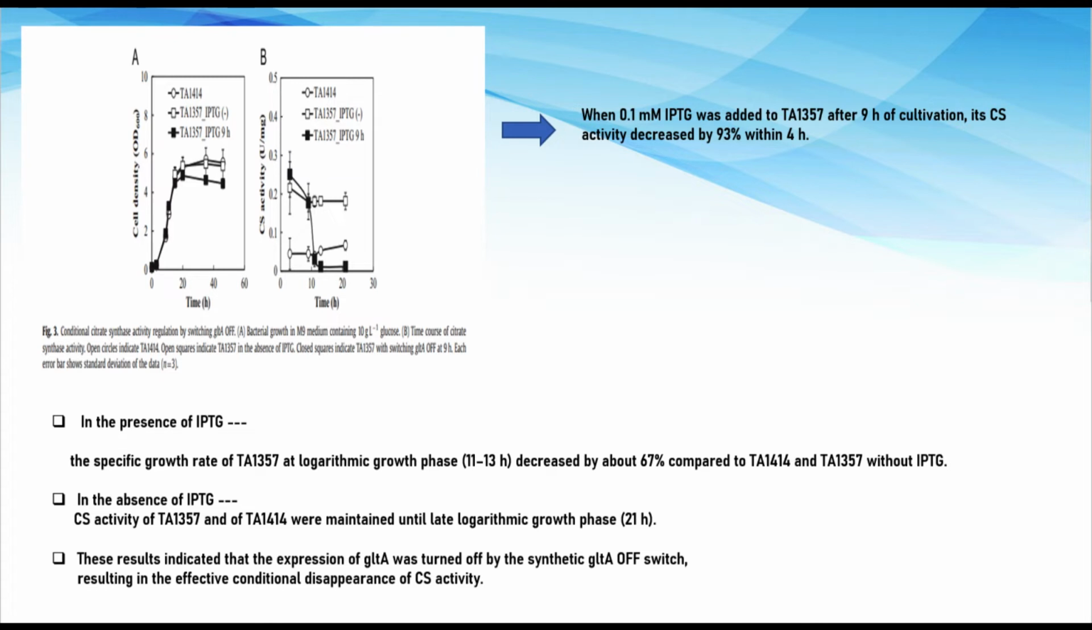Here, when 0.1 millimolar IPTG was added to TA1357 after 9 hours of cultivation, its CS activity decreased by 93% within 4 hours. This all indicates that in the presence of IPTG, the specific growth rate of TA1357 at logarithmic growth decreased by about 67% compared to TA1414 and TA1357 without IPTG. And in the absence of IPTG, the CS activity of TA1357 and of TA1414 was maintained until late logarithmic growth phase. These results indicated that the expression of GLTA was turned off by the synthetic GLTA off switch, resulting in the effective conditional disappearance of CS activity.